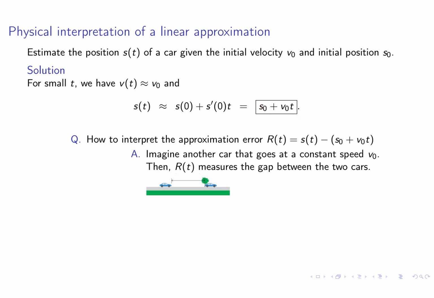Now let's focus entirely on the first car, the one that travels with variable speed. In order to understand how much its true position deviates from linear approximation, we need to understand how much the velocity of that car changes over time. So when we produced the linear approximation, we assumed that the velocity doesn't change at all. But if we want to understand the error of the linear approximation, we need to better understand how the true velocity changes over time. So we would need extra information about the acceleration of that car.